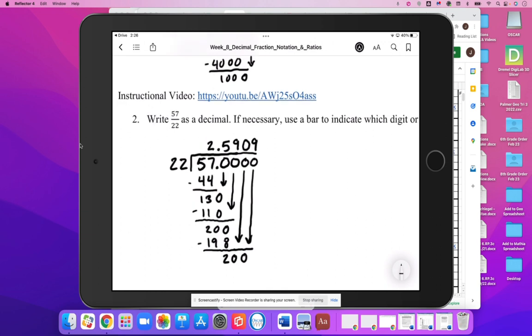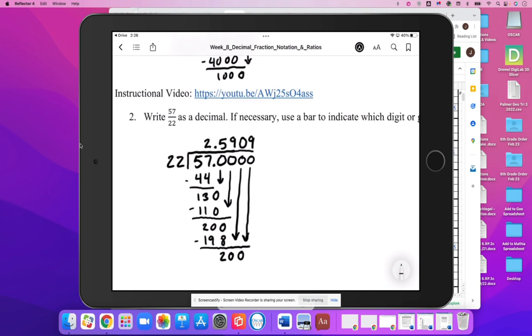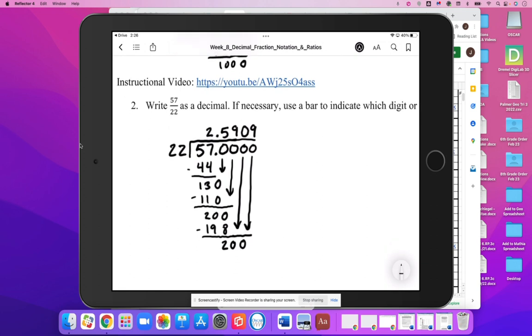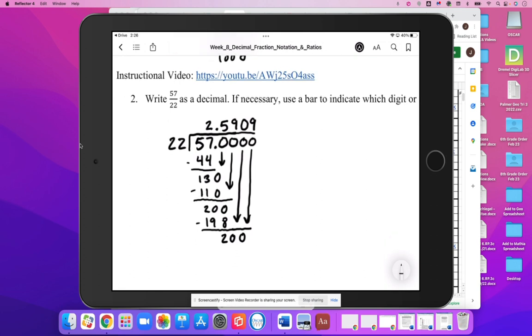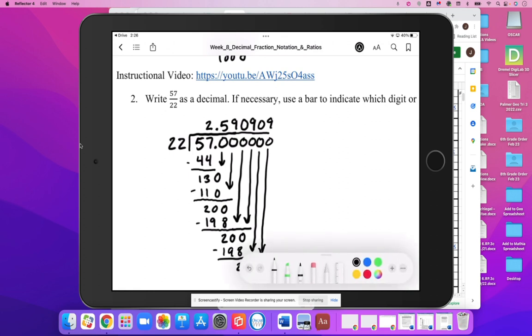And so I'm beginning to see a pattern that I think is going to be happening. I believe that we're going to get 90909090 repeated. And we'll see if that's going to happen. So if I subtract 198 again, I get 2. Bring down a 0. 22 goes into 20 0 times. Add another 0. 22 goes into 200 9 times. And so we can see that the 90 is going to repeat again.